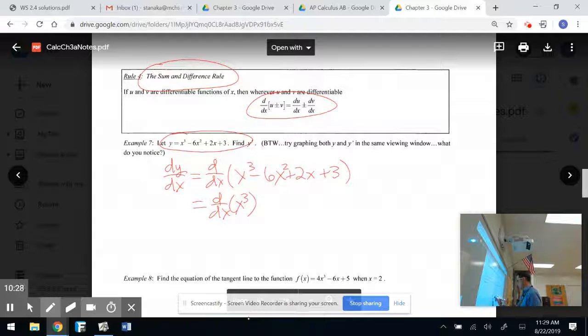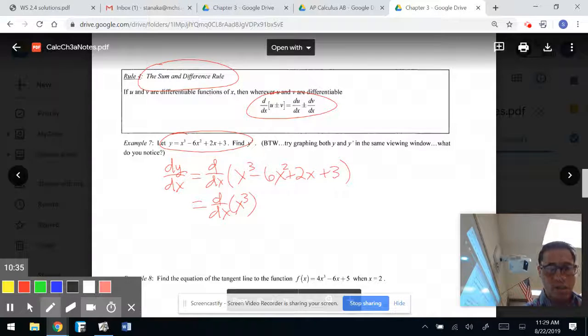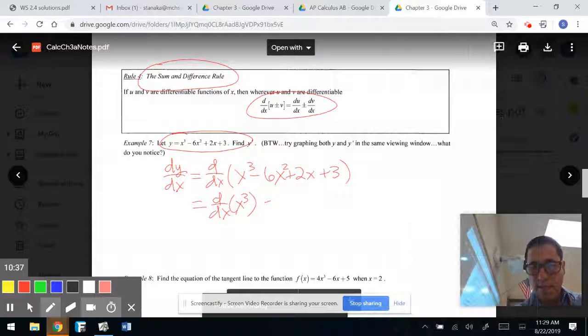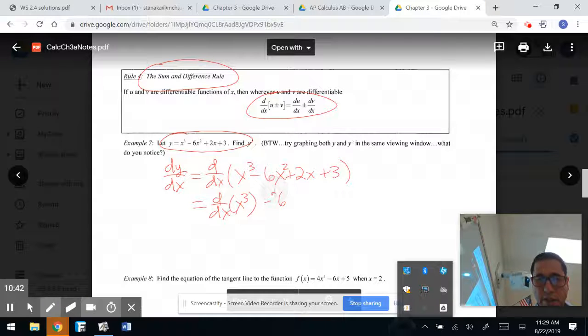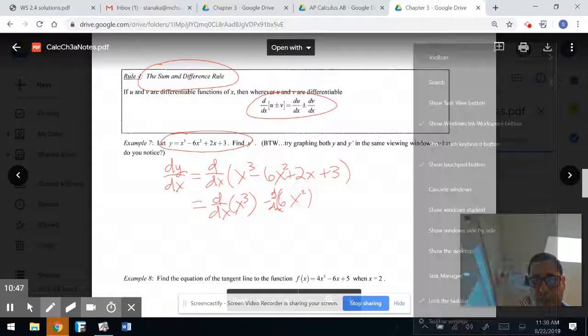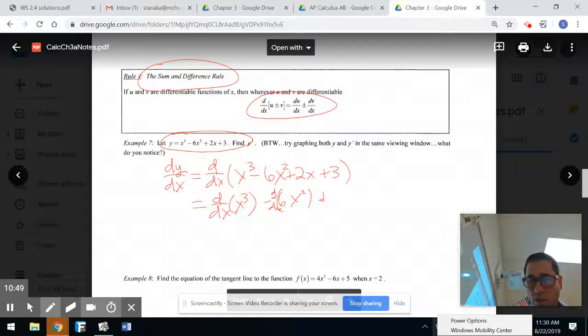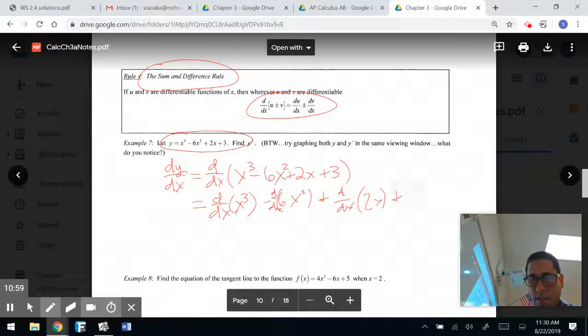Minus, oh snap, there it went, class. I apologize. I'm going to have to get back to using my pen here. Minus 6. Then we're going to take the derivative of 6x squared, plus, and then we're going to do, let's hide that. It's messing me up. Then we're going to go plus d/dx of 2x plus the derivative of 3.